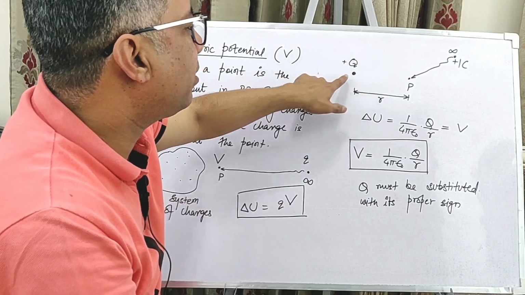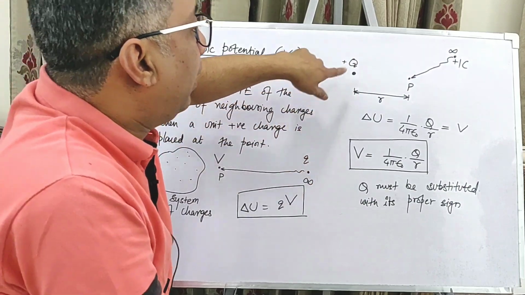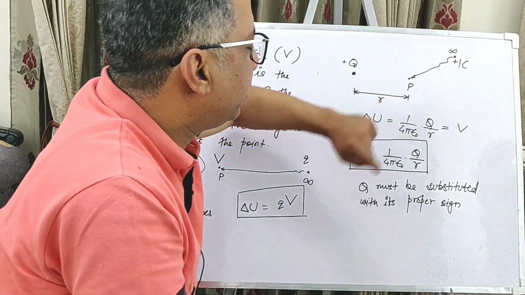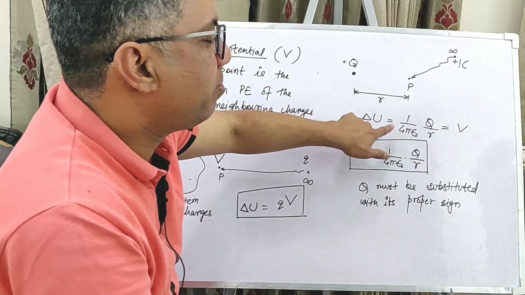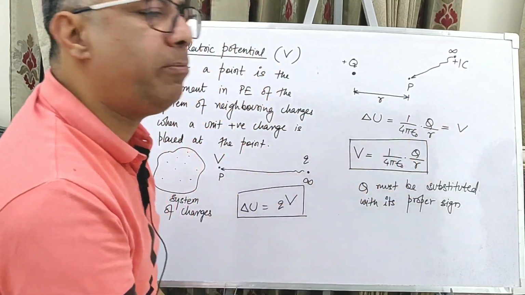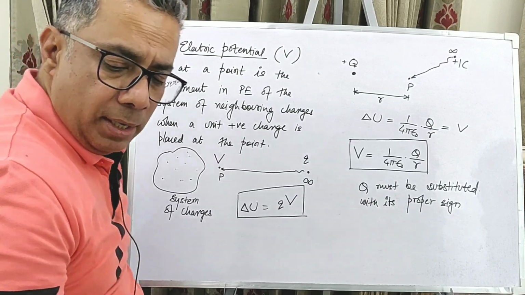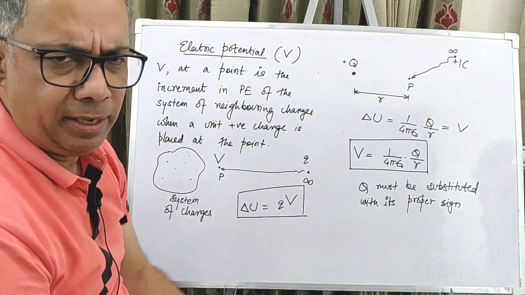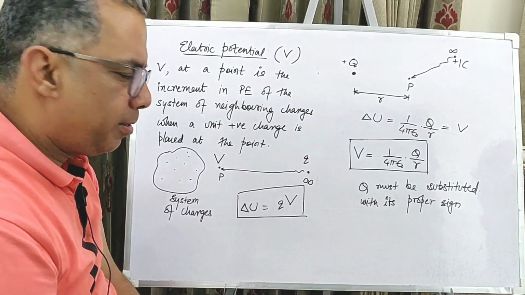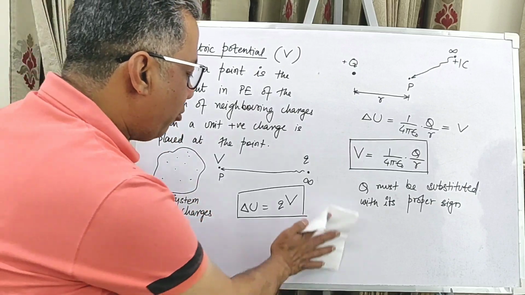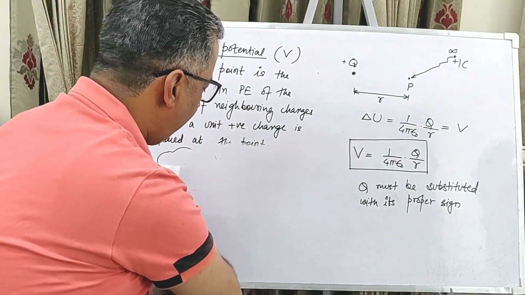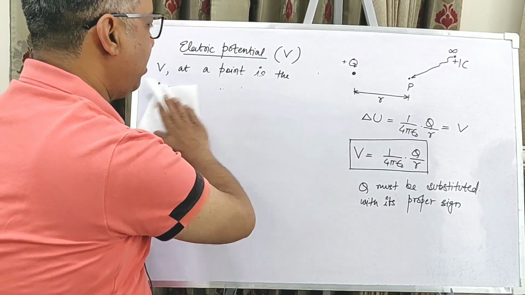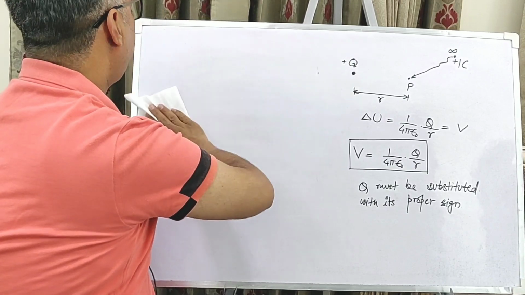If we have a point charge plus Q here, then the change in potential energy of the system, if a plus 1 coulomb charge is brought here, that change in potential energy comes out to be this much, which of course we have defined as the potential. So we have understood a physical meaning of this term potential. Now what we'll be doing is describing some mathematics associated with the concept of potential.